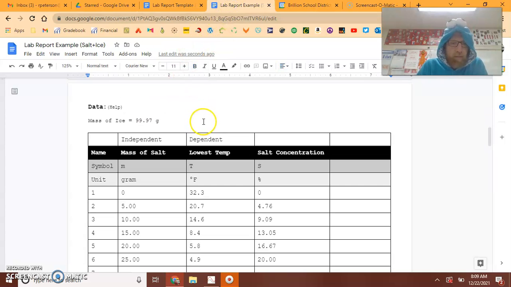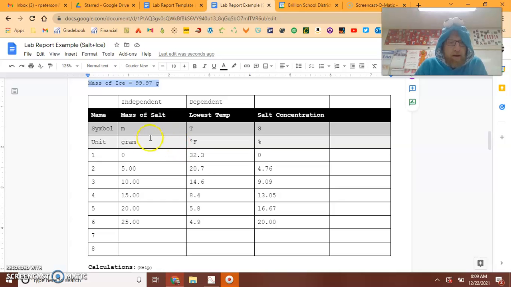So if we look over at the completed table here, you'll notice that I did add in just a little bit of extra information. That doesn't need to go into the table. That was just the mass of ice that I used. That was one of the factors I held constant in this experiment, and it was important for that to be recorded somewhere, okay? But my data table, I've got the name, the symbol, and the unit.